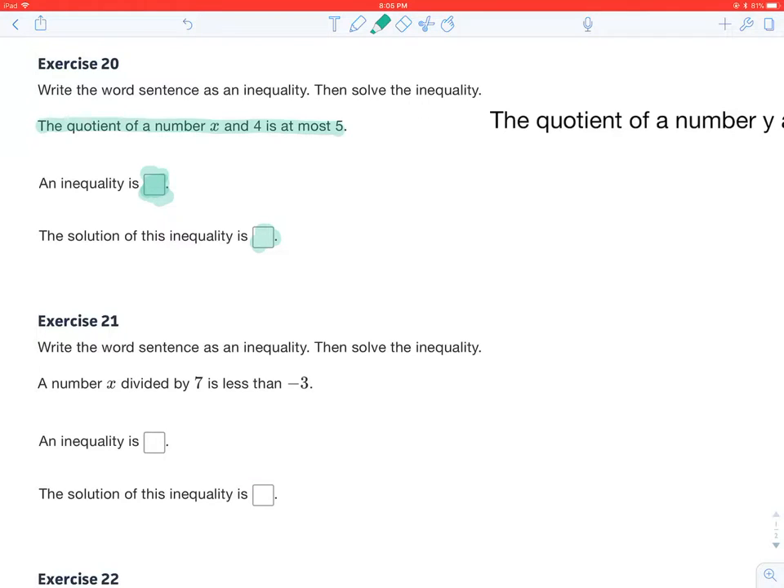And then we're actually also going to solve out that inequality, which means we're going to need to solve for x in that inequality. So I just want to remind you that quotient is a division.